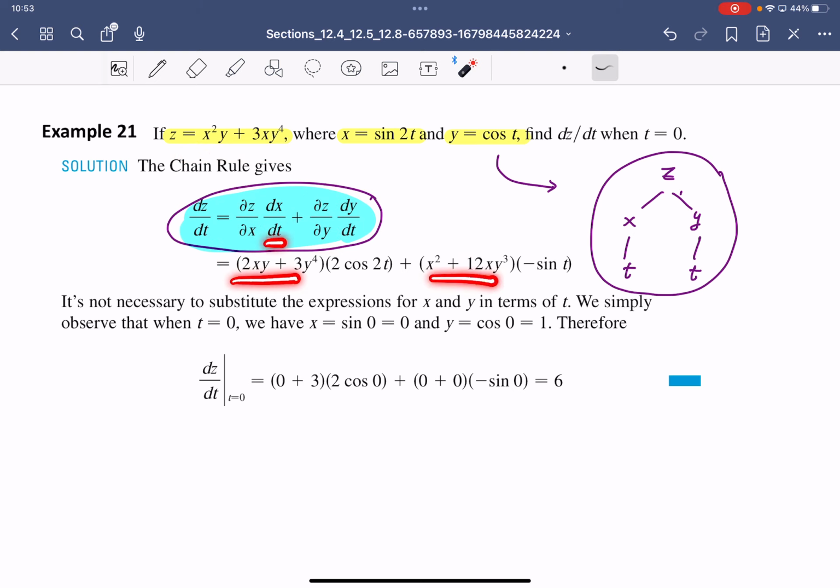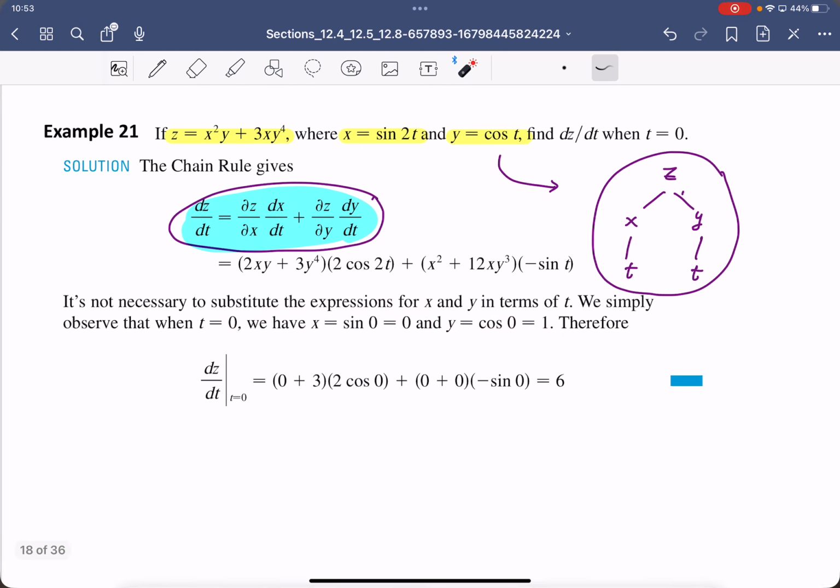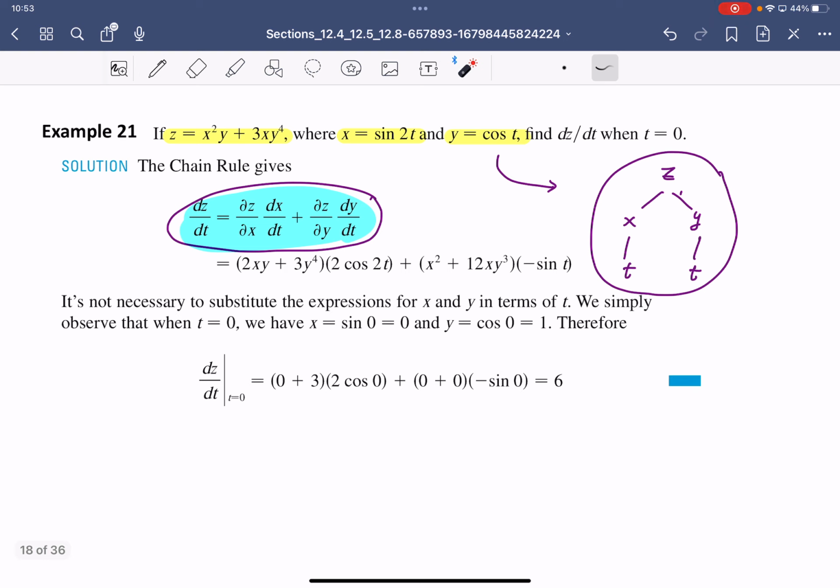And then dx by dt and dy by dt, you can actually do it as well because you have the functions here. And at the end, you plug in everything, so you get the answer. You plug in at the point you want, so you're going to get the answer. So we're just going to use this technique to do more examples.